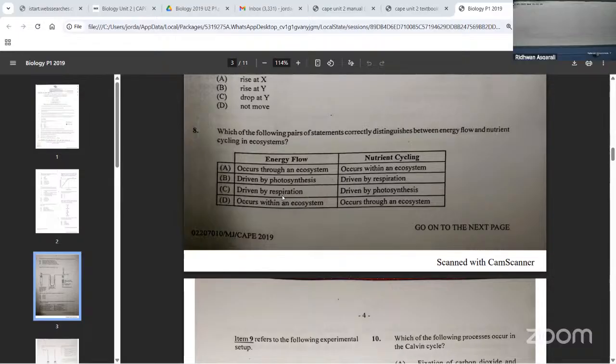So it's really between E and D, right? So energy flow, does it occur through an ecosystem? Or does it occur within an ecosystem? It would occur through the ecosystem, right? The nutrient cycling would occur within an ecosystem. So for this one, it'll just be E.